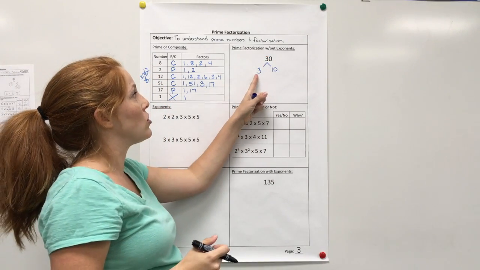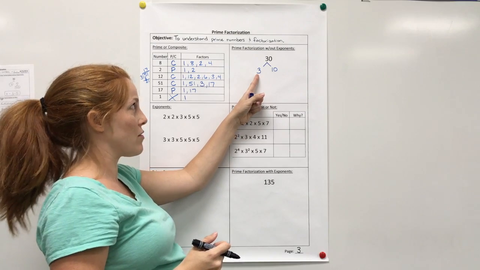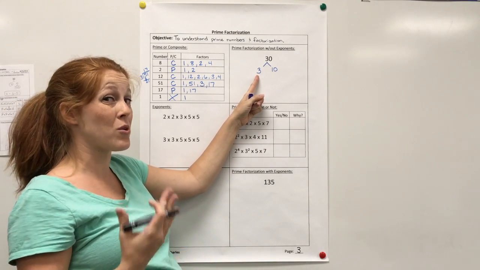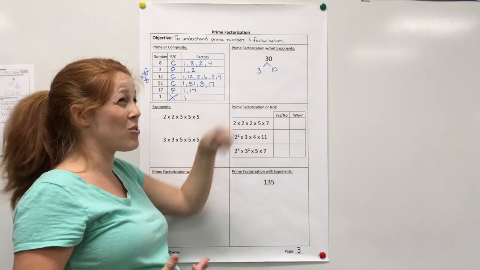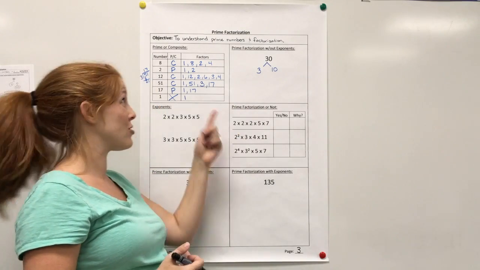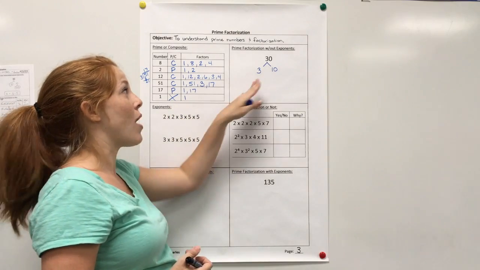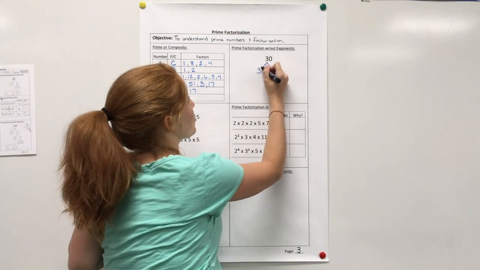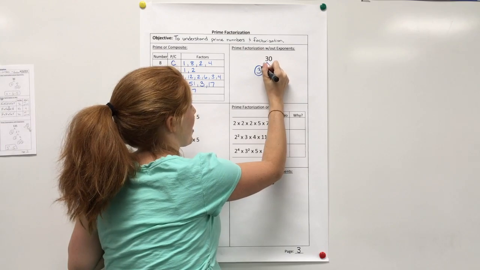So now I look at one of the factors, and I decide, is it prime or composite? Well, 3, the only way I can get 3 is 1 times 3, and we don't use 1 in a prime factorization because it's not prime. So I'm done with this. I'm going to circle it to show that it is prime.